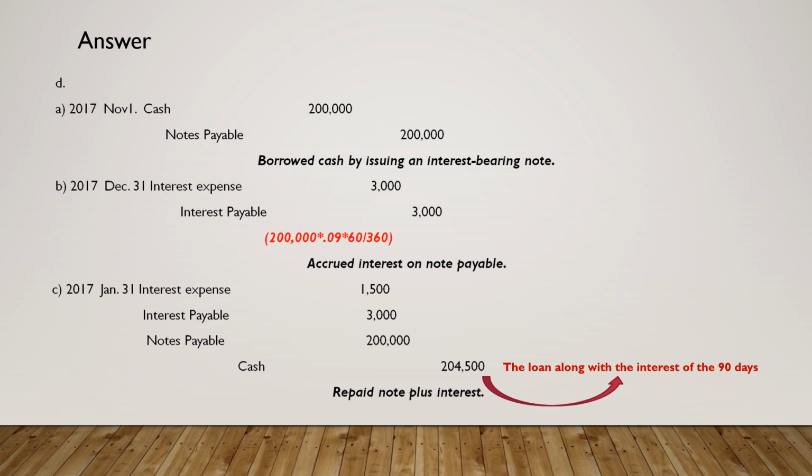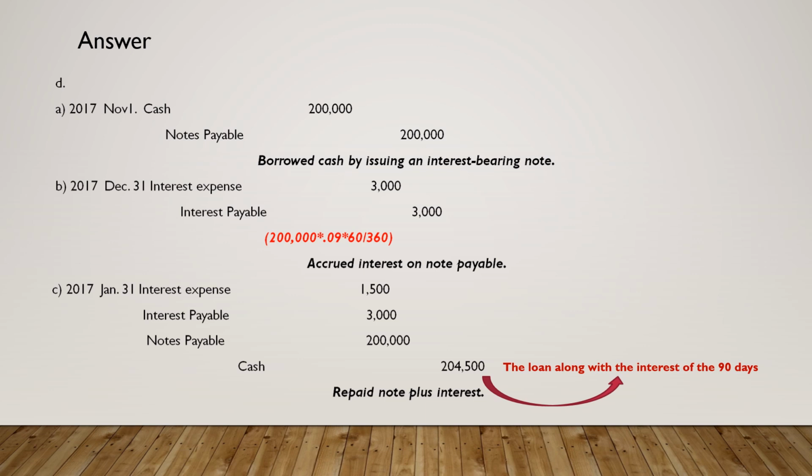I do not have any obligation regarding the interest now. I'm paying the interest. So debit interest payable, and debit of course notes payable 100,000 because I'm paying now the amount of the note plus the amount for interest for the 90 days. So credit cash with 204,500.